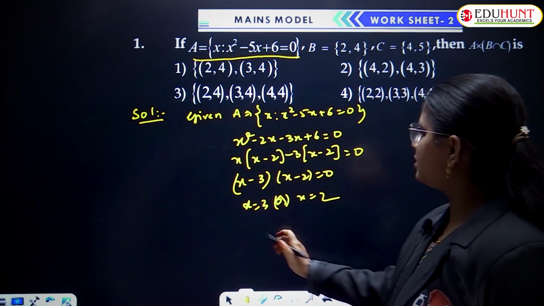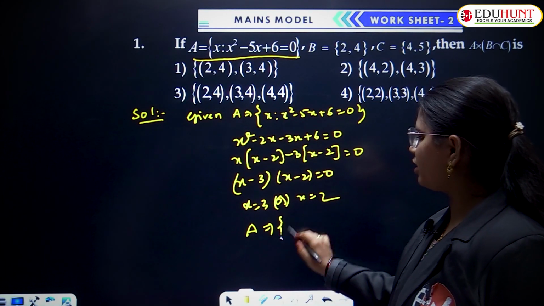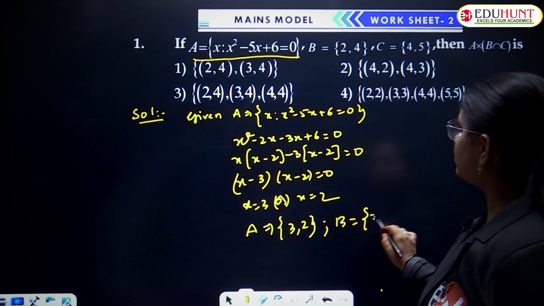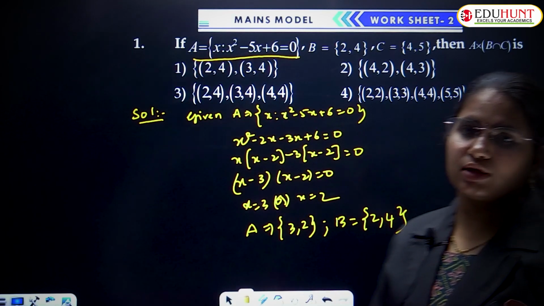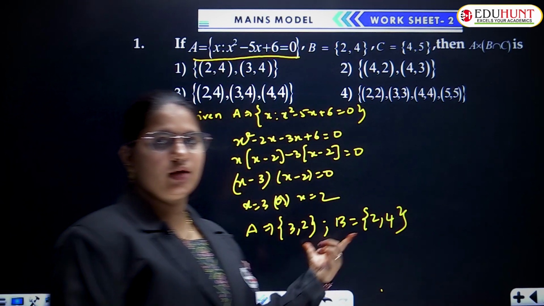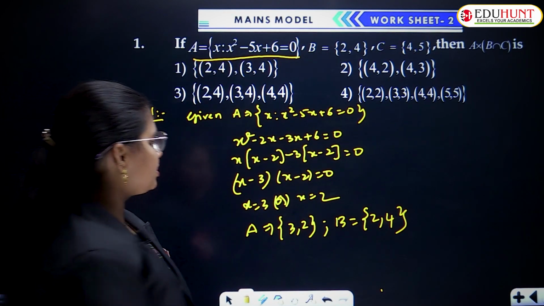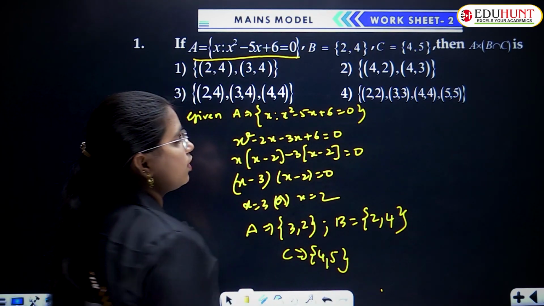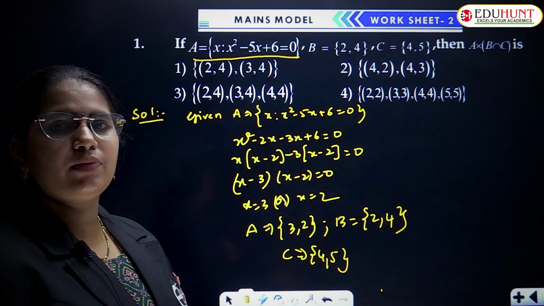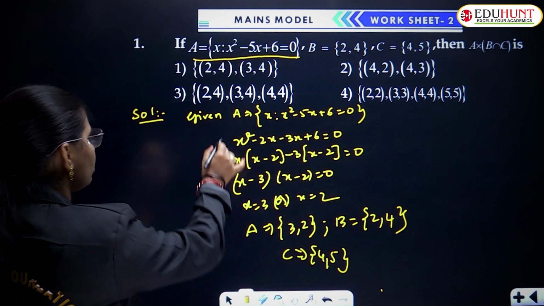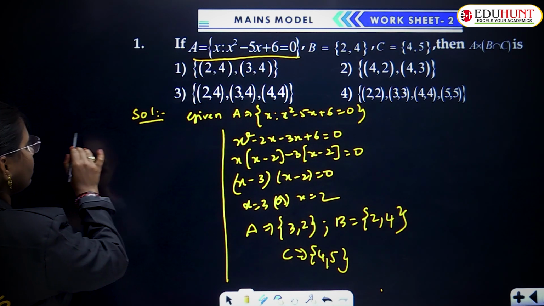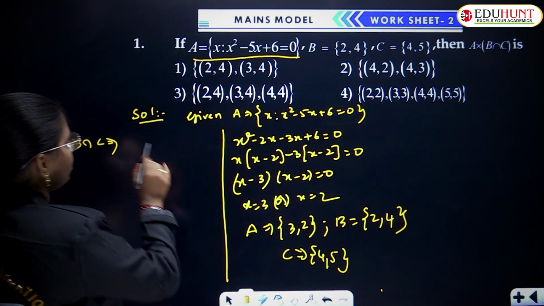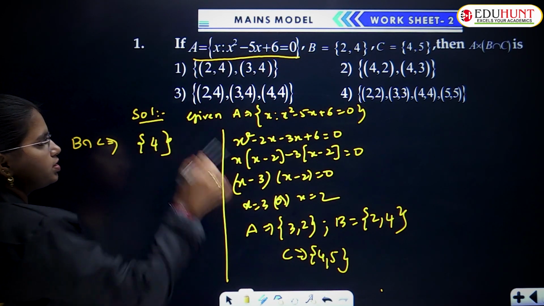So A is a set. You can write that you have elements 3, 2, and B is a set which is already given, which is 2, 4. These are the two sets A and B. And set C is also there, which is nothing but 4, 5. Now in that case you need to find A cross B intersection C. First of all, try to find B intersection C. What is the value of B intersection C? The common element is only 4.